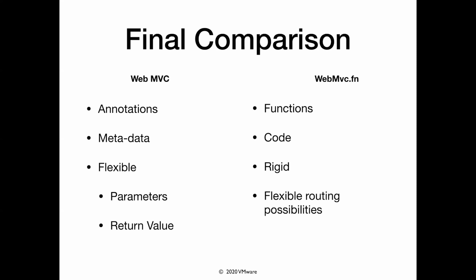So on the left-hand side, we have annotations, right? WebMvc is basically built on annotations, and WebMvc.fn is built on functions. That's sort of the starting blocks of both of these frameworks. So what that means is, in annotation land, you have metadata, right? That's the way you express your concerns. You express the request parameters, the parameters of your method. You can use stuff like path variable and request body and response body to express what you want the method to do. On the right-hand side, in the functional model, you don't use metadata, you use code.